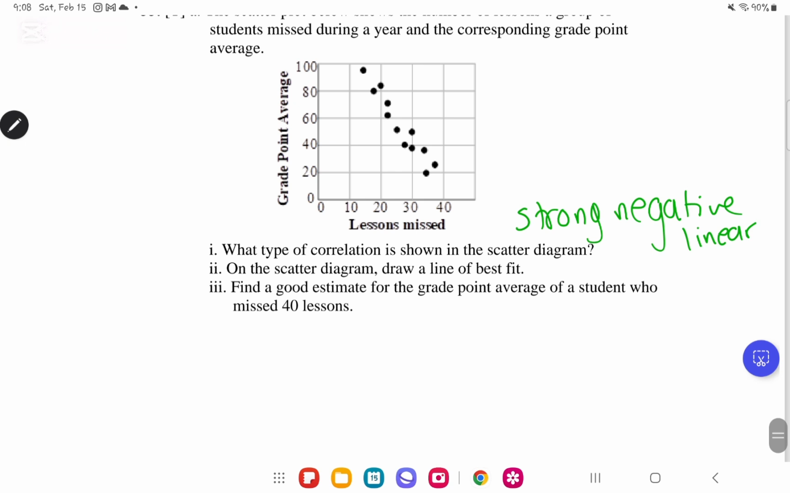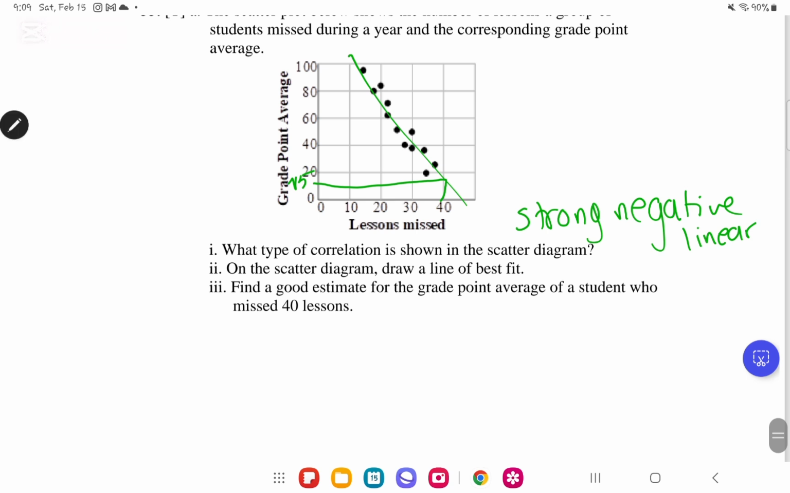Now on the scatter diagram, they want us to draw the line of best fit. Of course, you have to bring a ruler with you and draw the proper line of best fit. Find a good estimate for the grade point average of a student who missed 40 lessons. A student who misses 40 lessons has an approximate, in my opinion, I got 15. Maybe someone else will get something different, but it all depends on how you drew your graph, because in the answer key it is 10, while in my opinion it is 15.